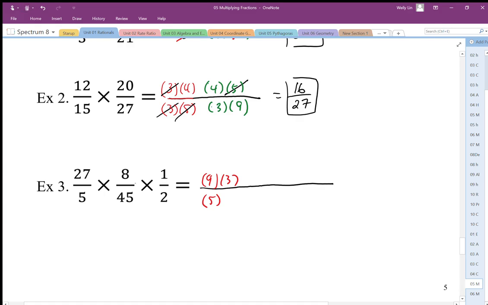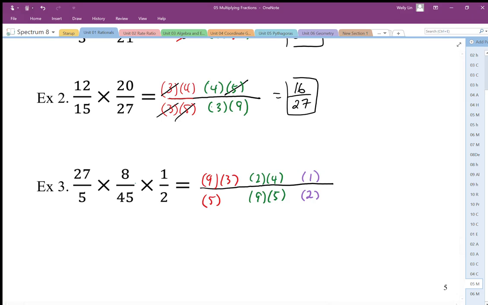There's 8. I need a factor of 2 here. Okay, that's going to cancel out. So I'm going to write the 8 as 2 times 4. And I know the 45 is going to be 9 times 5. And then 1 and 2. Okay, those are simplified already. Okay, they're prime. So I'm just going to leave it like that.